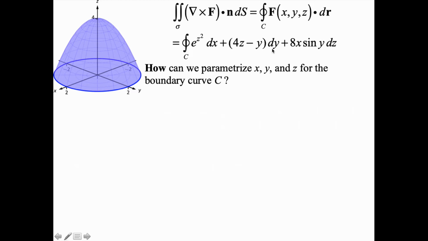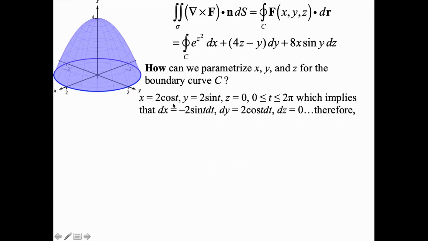The question is, how can we parameterize x, y, and z for the boundary curve C, which is a circle of radius 2? Well, we've seen that before. Let's let x equal 2 cosine t, y equals 2 sine t, and since we're in the xy plane, of course, z equals 0. And to go around once, you'll have t go from 0 to 2 pi. So that gives us dx is negative 2 sine t dt, dy is 2 cosine t dt, and dz, of course, is 0 all the time.